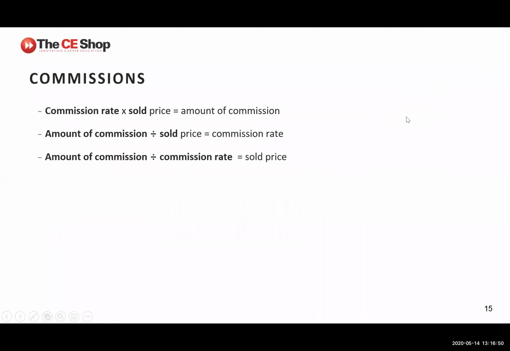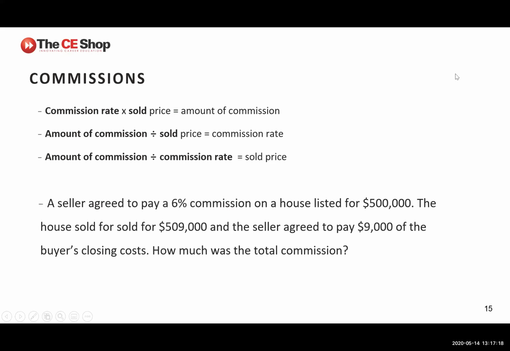So commissions. In the long run, this is the only one that you really tend to do when you finally get into the business. You look at a commission rate times what the sold price was to get an amount of the commission. Or if you get the commission, you divide it by the sold price, you'll get the commission rate. The amount of the commission divided by the commission rate is the sold price. So you got something here.